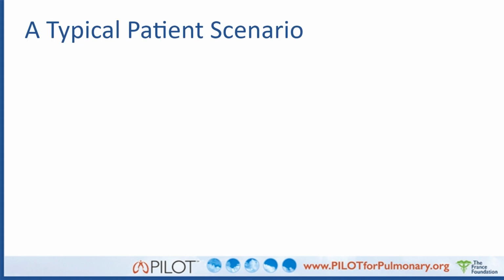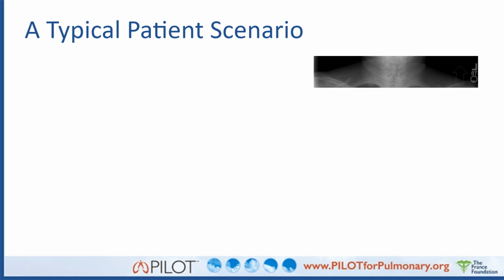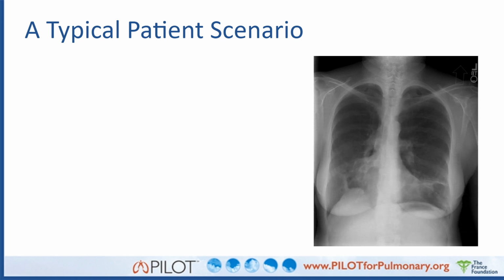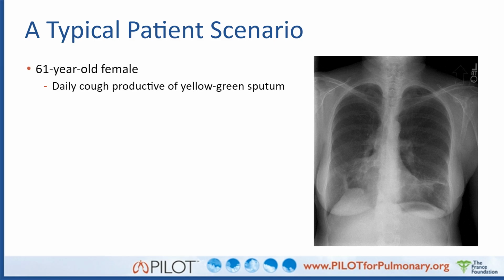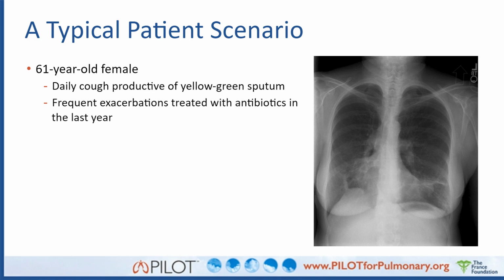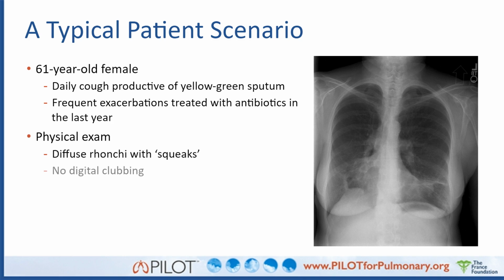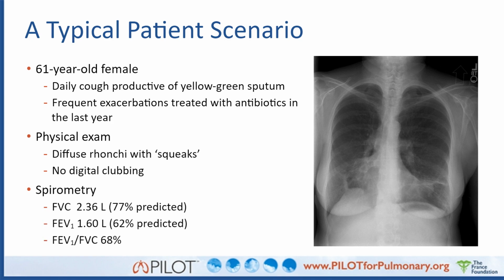So let's start with a typical patient. This is an actual patient that we provided care for in Charleston. At the time, she was 61 years old, and she had a daily cough that was productive of yellowish green sputum. Her history was one of frequent exacerbations in the last year for which she would be treated with antibiotics. On examination, she had diffuse rhonchi with squeaks. There was no digital clubbing. And on pulmonary function testing, she had moderate obstruction with an FEV1 of 62% of predicted.